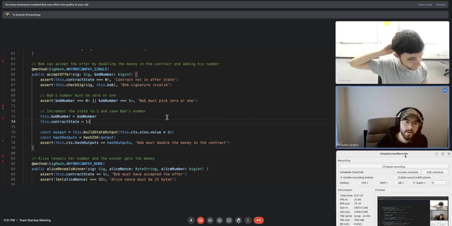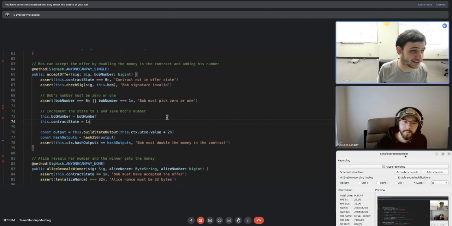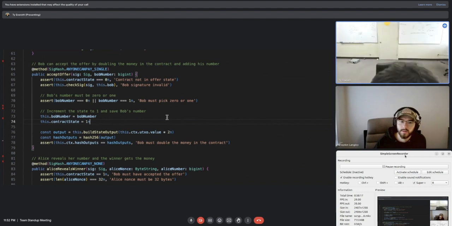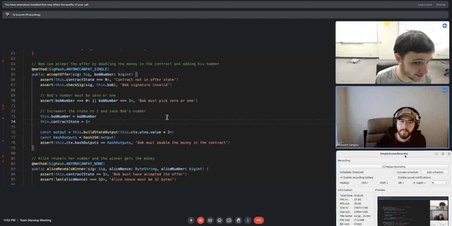So accepting the offer is creating a new output that is double the value, because Bob is contributing to it as well. Yes, he has to. You see the input from Alice and the input from Bob. The input from Alice is the contract. And Bob's input is just verifying that the value is two times that in the new output. So Bob accidentally gave a little bit extra somehow? How else could he do it? If you give too much, then it wouldn't work. We're asserting this multiplied by two. There's no less than or greater than here.